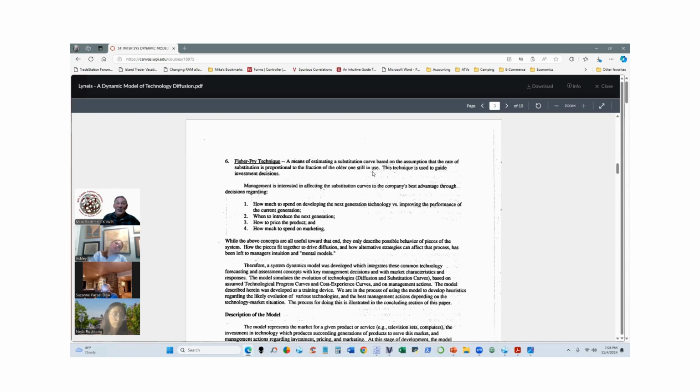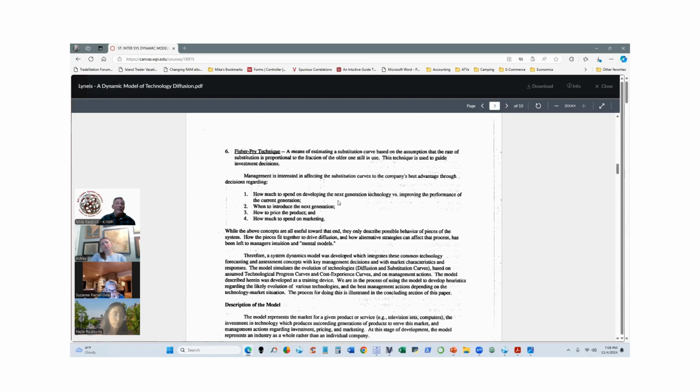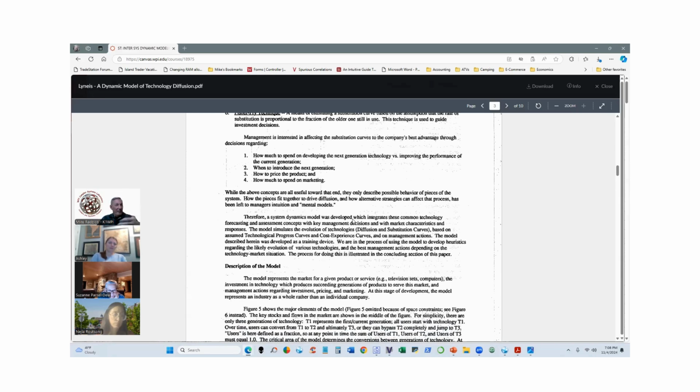And start using the new one. And they're like, oh, but my old one still works. You've got the people running Windows XP, right? Or whatever. So management is interested in affecting the substitution curves to the company's best advantage through the decisions regarding how much to spend on developing the next generation technology versus improving the performance of the current generation, when to introduce the next generation, how to price the product, and how much to spend on marketing. Those are all important questions in this area.